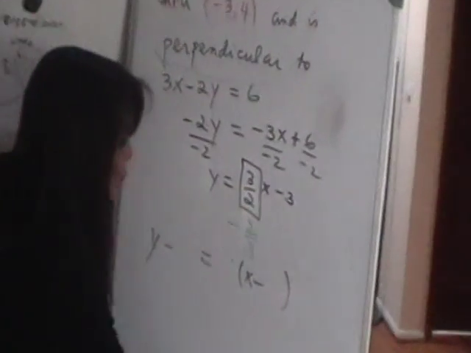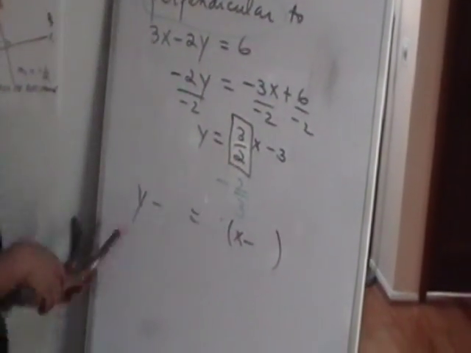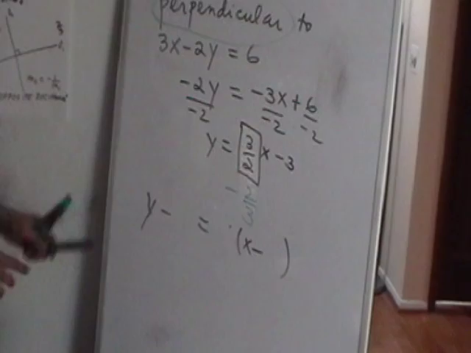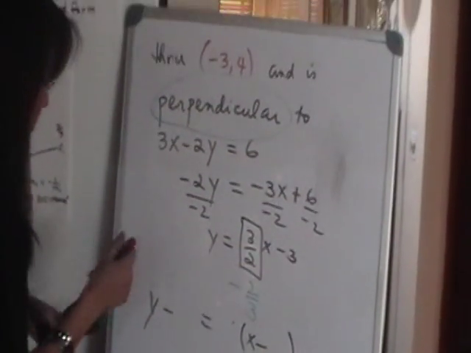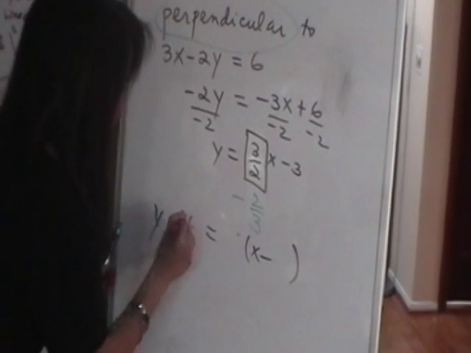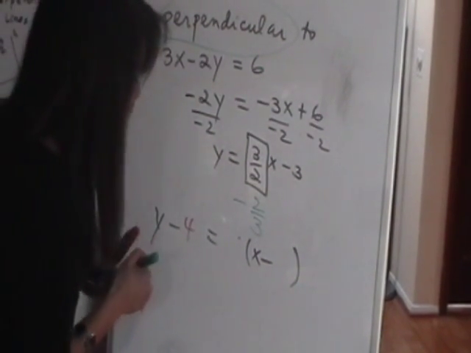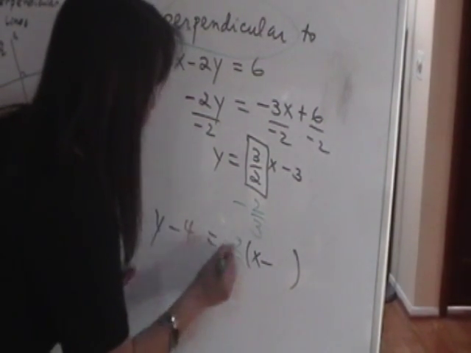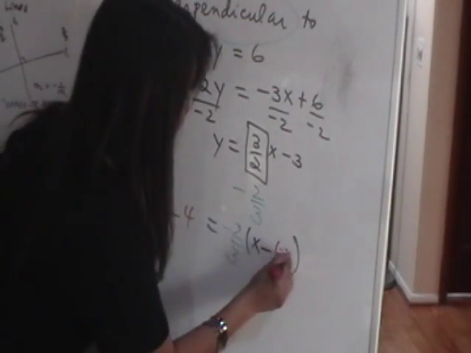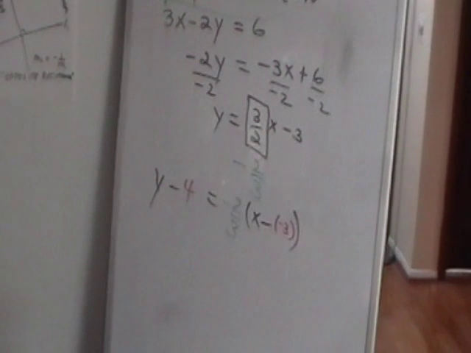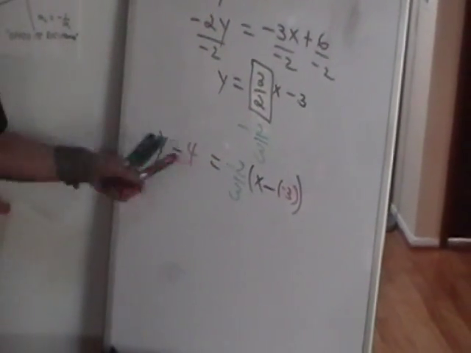So we'll have y minus, and let's just plug in the ingredients here. We don't need to put x1, y1, or m. So y minus 4 is equal to m, which is negative 2/3, times x minus negative 3. Okay? So that's your point-slope form, which we need to clean up.